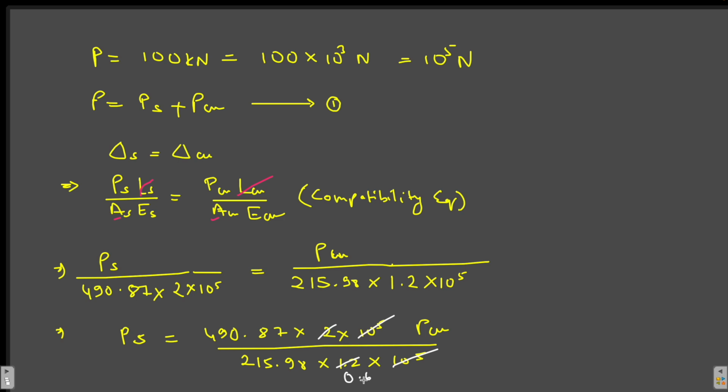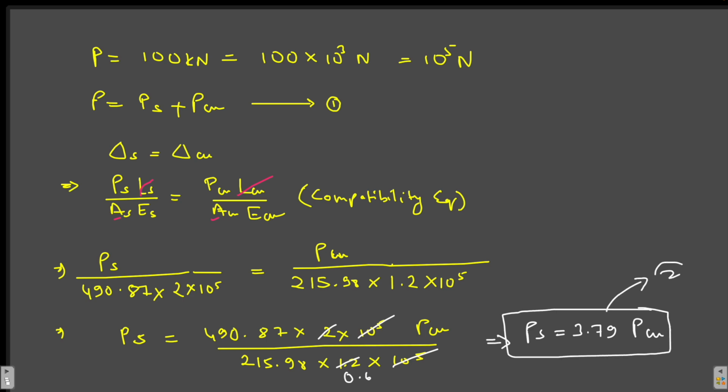So it is 490.87 by 215.98 into 0.6. Okay, so we are getting it as, this implies, let me write it down, PS is equals to 3.787, so we can write it as 3.79 PCU, and let this be equation number 2. This is equation number 2.